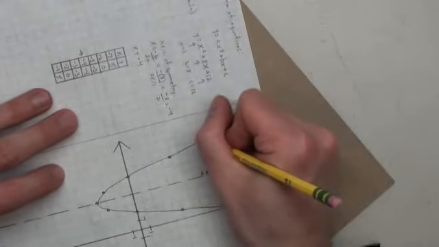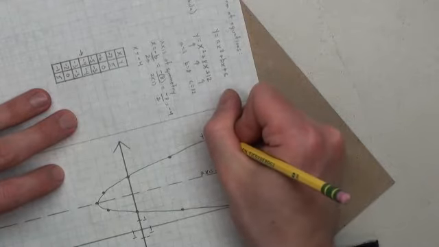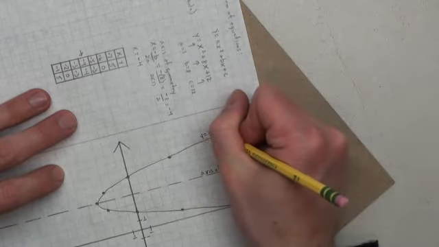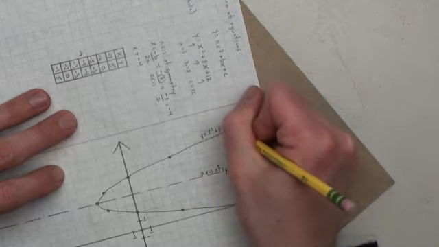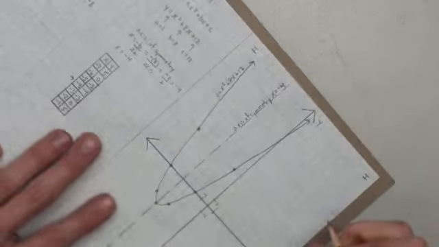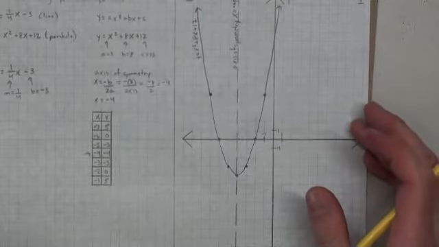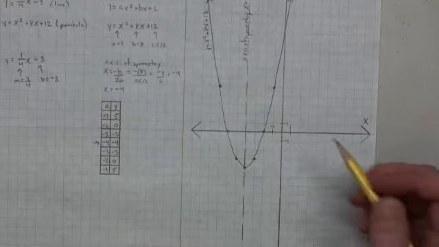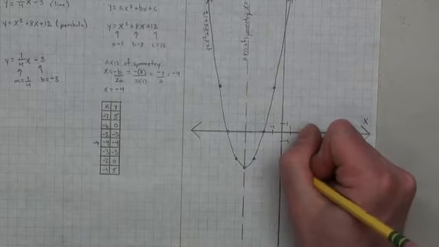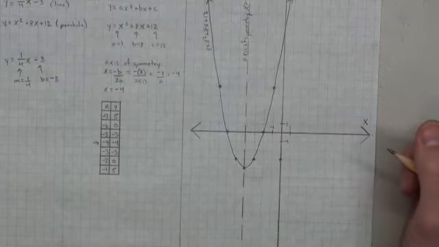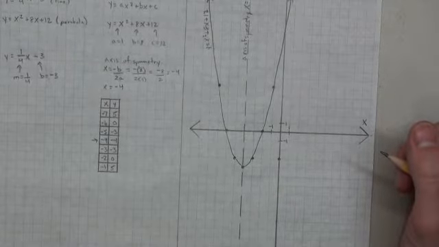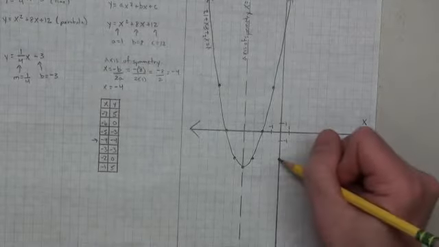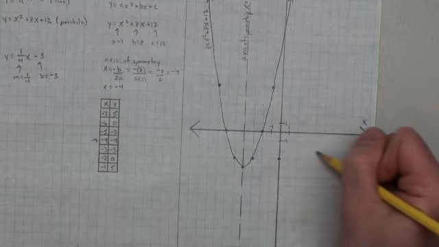Let's put our equation on it. Y equals x squared plus 8x plus 12. Alright, now let's graph our line. We go to negative 3 on the y-axis, that's where we start. It's our y-intercept. And we go up 1 and to the right 4. Up 1, 1, 2, 3, 4.